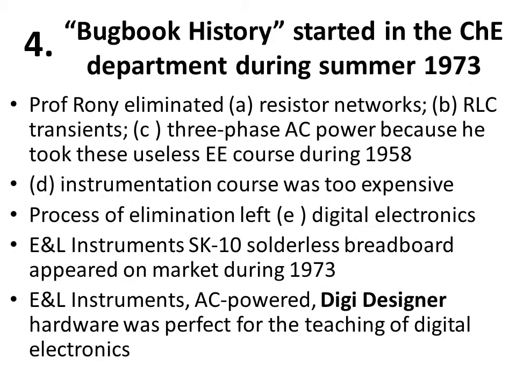And the year consisted of 3 courses: resistor networks, RLC transients, and 3-phase alternating current power. Well, by 1973, after my undergraduate years, I had 4 years of graduate studies at Berkeley and 6 years in industry, and I knew from the total of 10 years that my electrical engineering courses were absolutely useless to a chemical engineer.